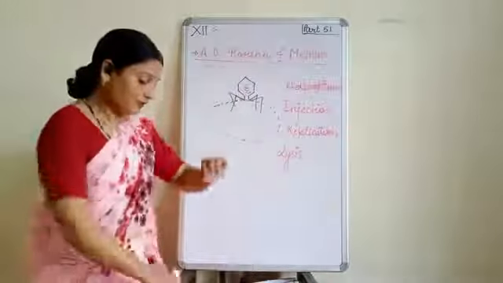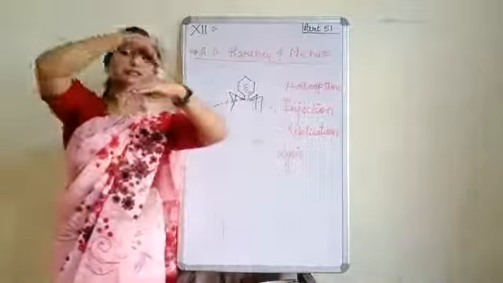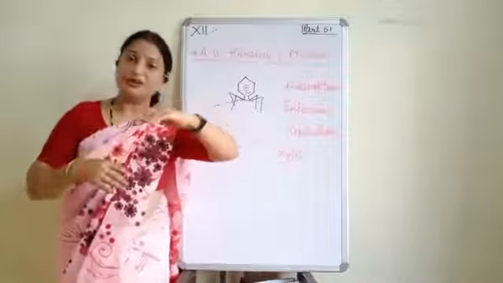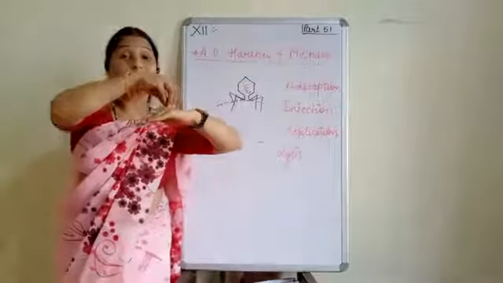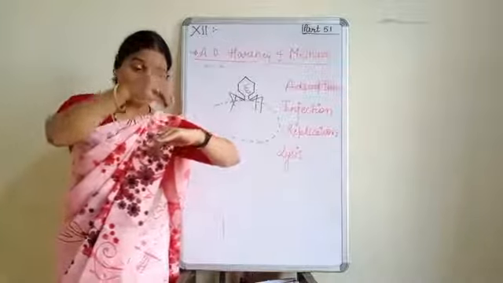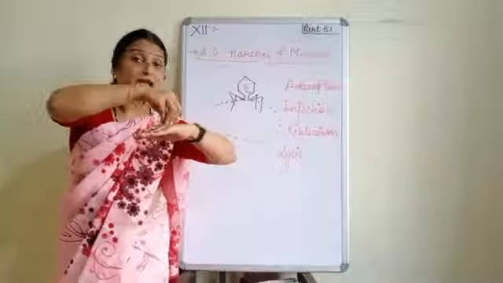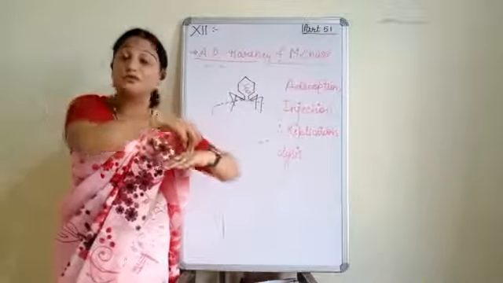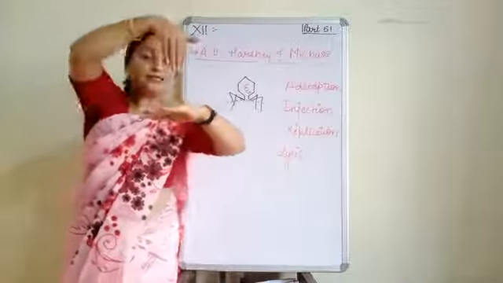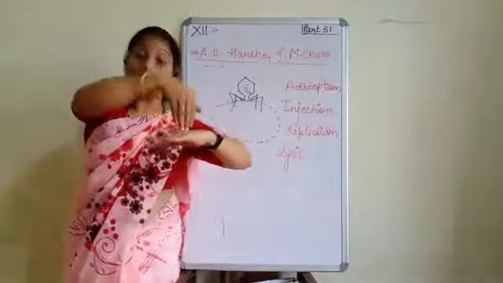Suppose a virus sits on the surface of a bacteria. We know very well that on the surface, the term is called adsorption. This is not absorption. If something sits on the surface, it is adsorption. Adsorption is a surface phenomenon. Clear? Now what happens? The virus sits on the surface of the bacteria.